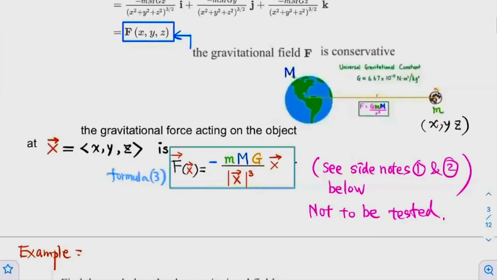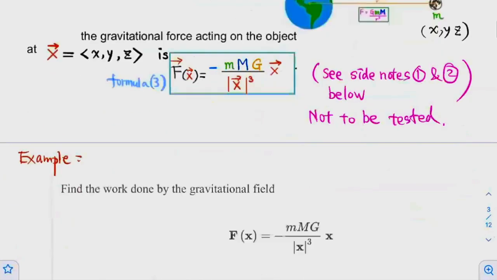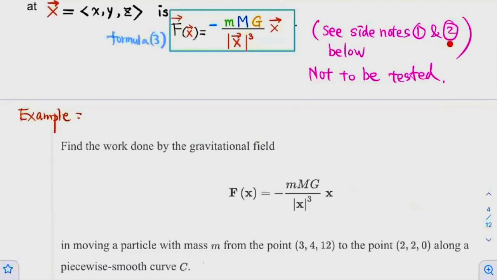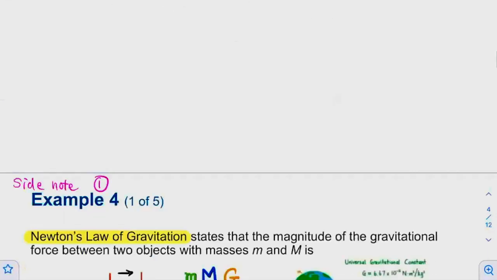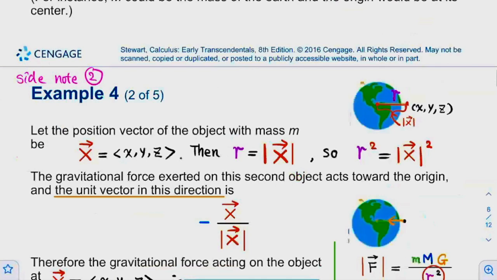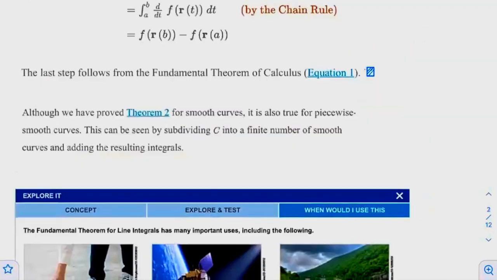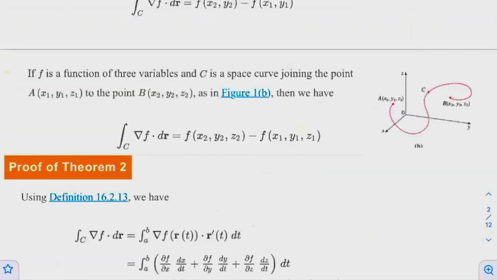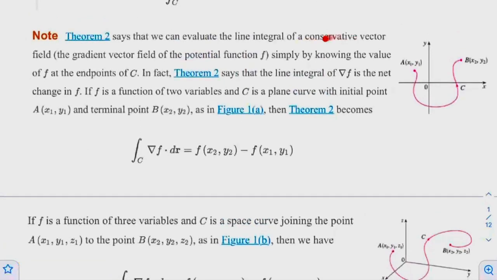If you want more detail, I put a side note here, side note 1 and side note 2 below, two pages for your information. So now we know what a conservative vector field is. Basically, a conservative vector field is one that you can express as the gradient of some function, small f. So it's the gradient vector field of the small f right there.